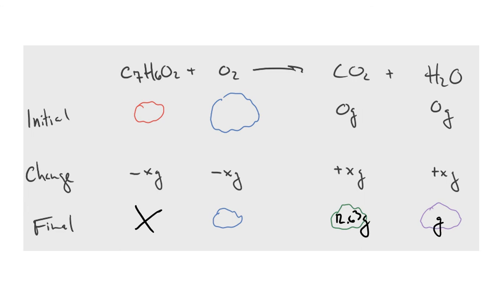Part 3 of the question asks us to figure out how much oxygen is left over. There's a couple of different ways we could do this. We could try to figure out how much benzoic acid reacted. If all the benzoic acid reacted, how much oxygen did it react with? That'd be one good method. Or we could figure out if 12.63 grams of carbon dioxide were formed, how much oxygen did that react with? Both of those are good methods. And I'll pick the first one.